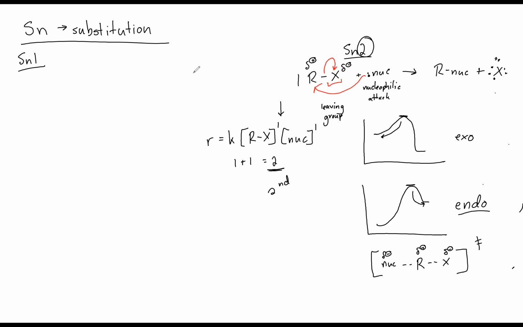Somebody asked, what would be the slow and fast step in A plus B? Again, it's only one step, so A plus B would be the first. In the rate equation, this would be our slow step.